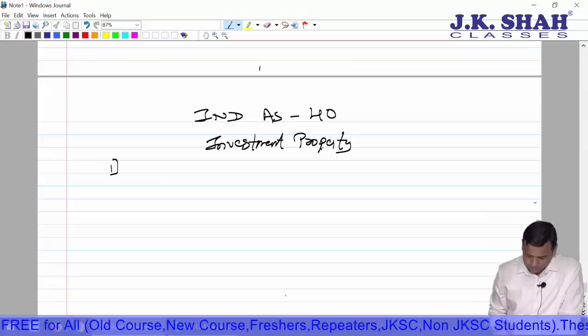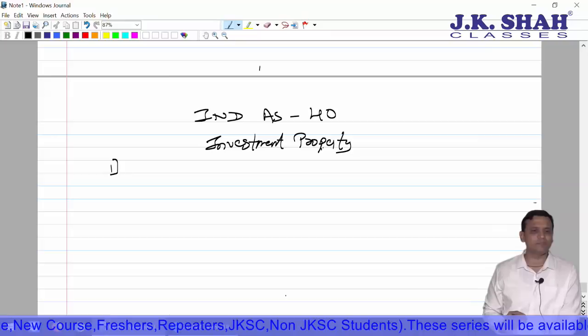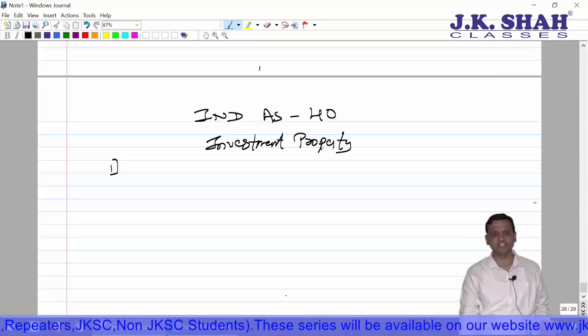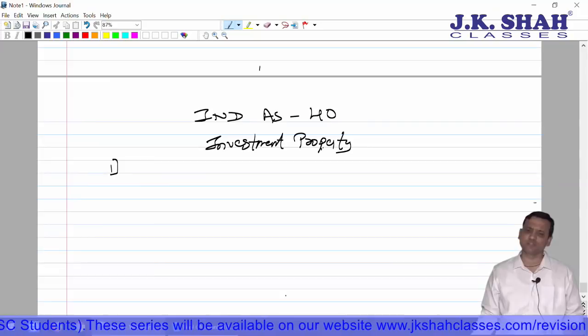So we generally break an accounting standard in how many parts? 6 parts. Generally 6 parts: objective, scope, definition, then recognition criteria, measurement criteria, and the last is nothing but disclosure criteria. Similarly, I'll go with investment property.